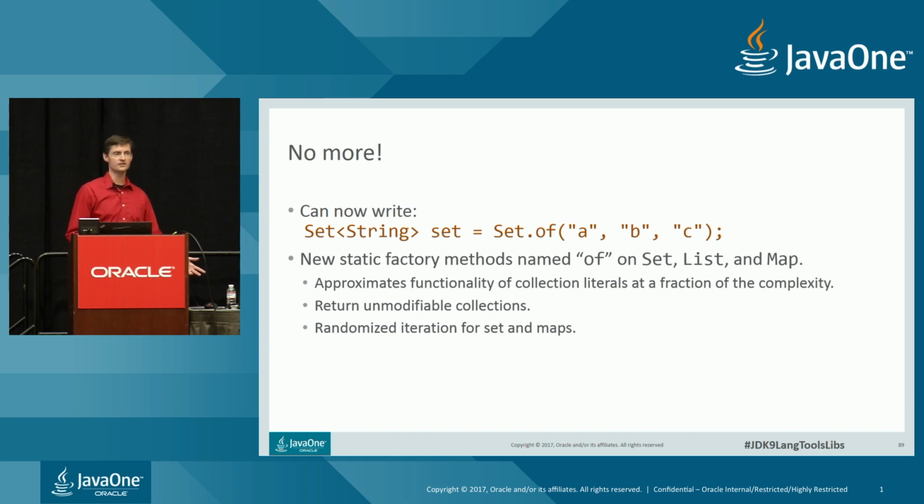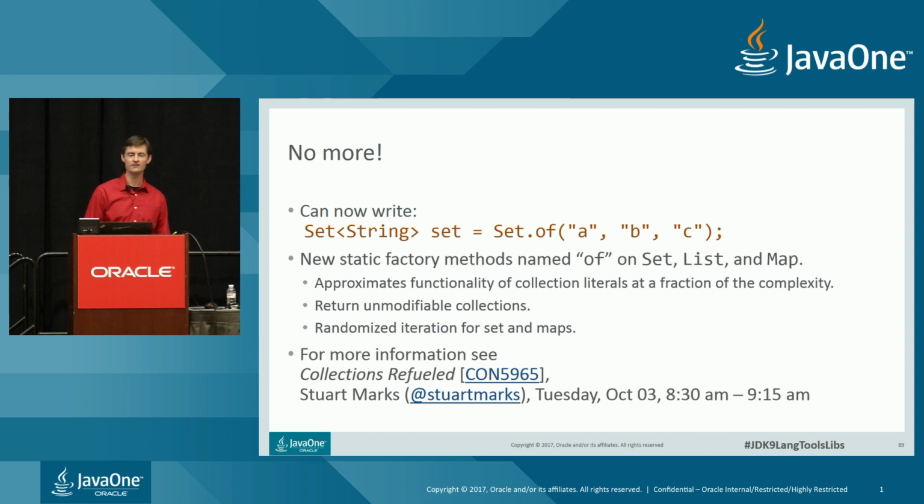Now, we mentioned the HashSet iteration order and people relying on that unknowingly. These new collections will discourage that by having a random iteration order for the sets and maps, not for the lists. So every time you create these, you'll get a different iteration order, which will make it more difficult to rely on the iteration order when you're using them. And for more information, my colleague Stuart Marks gave a talk about this feature earlier this morning.